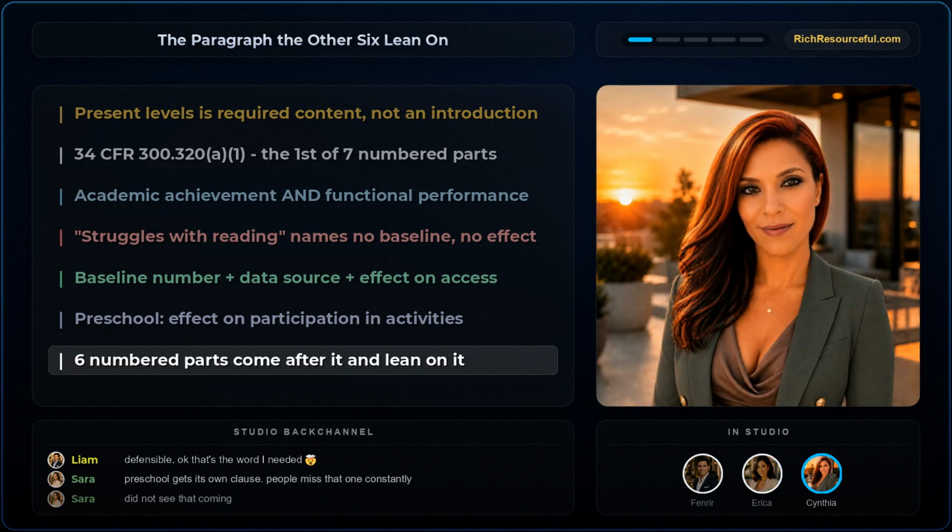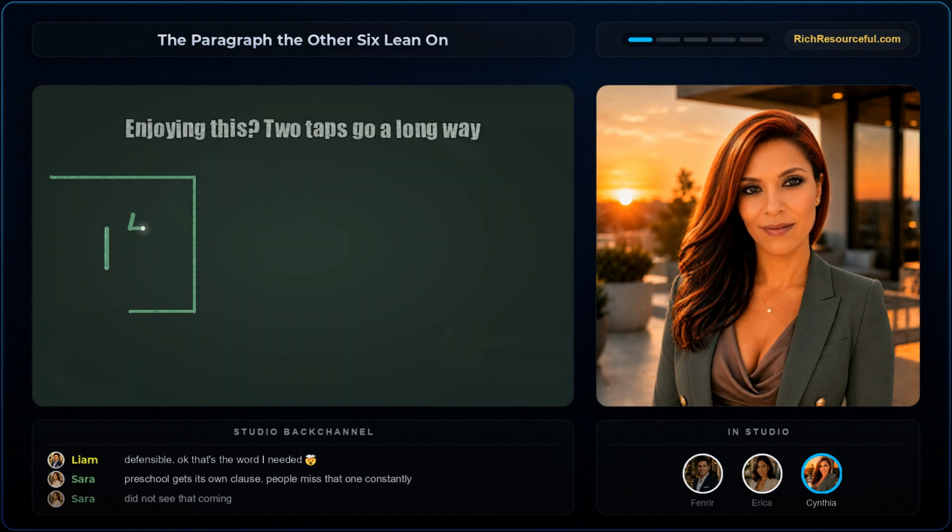Then a lot of what I read this year is description, and it survives a whole signature round because a vague opening still looks finished.